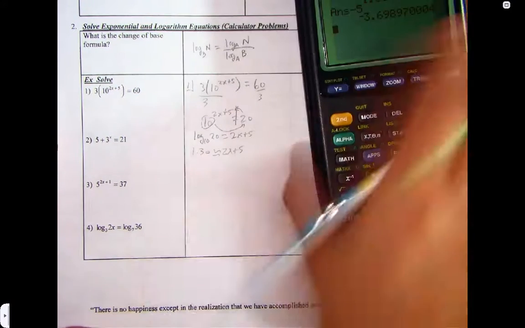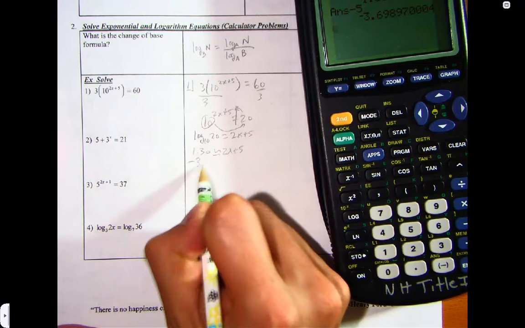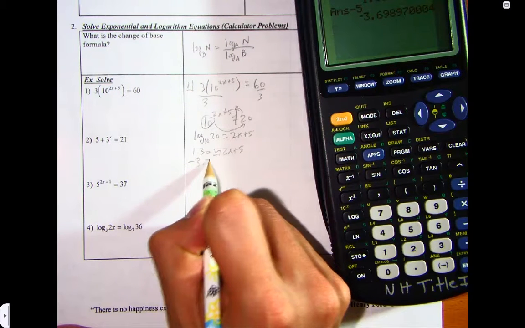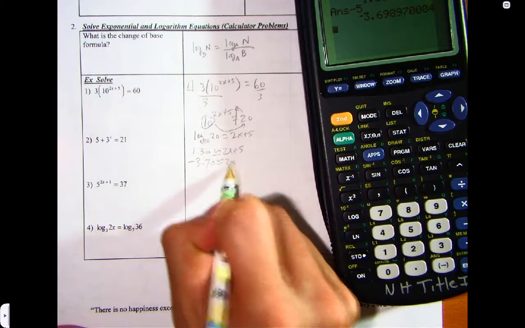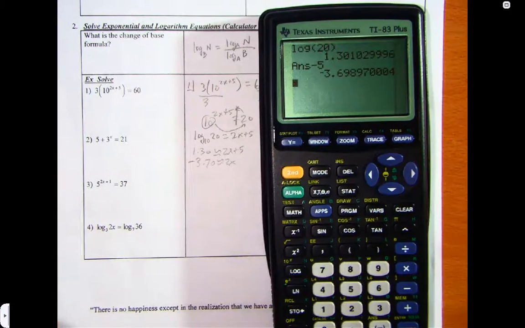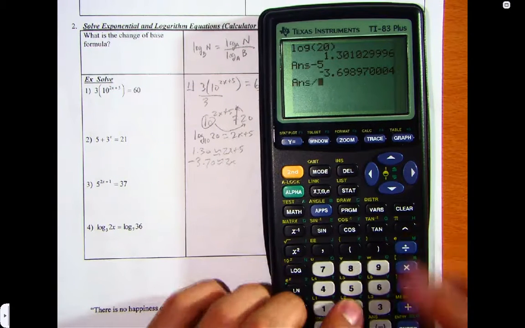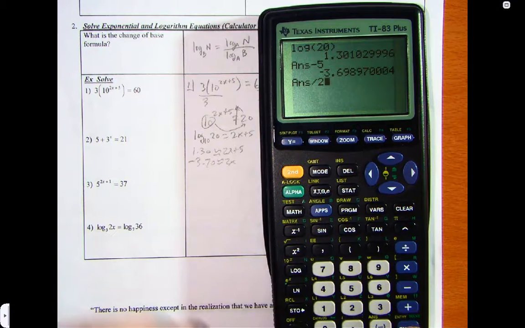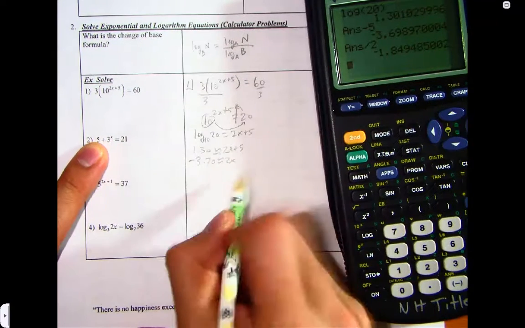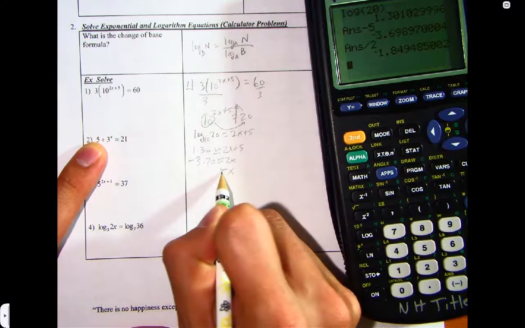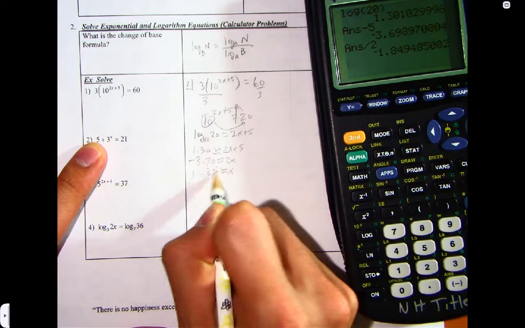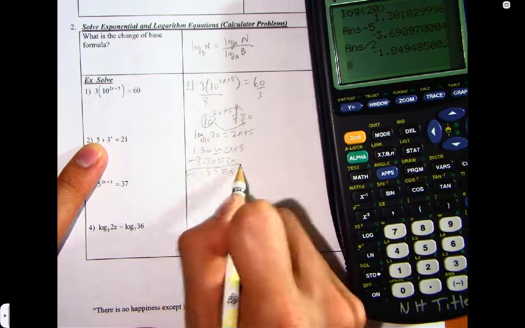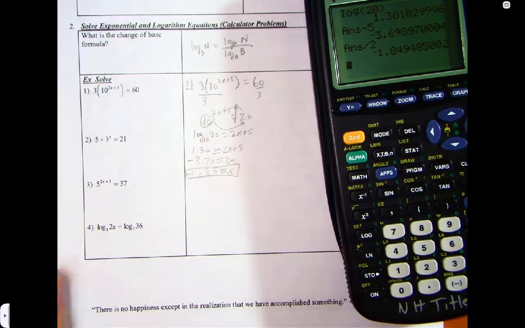So now this becomes negative 3.70 approximately equal to 2x. And then I'm going to divide by 2. So I'll say answer divided by 2. And that would be my answer. x is approximately negative 1.85. And you're done. x is by itself.